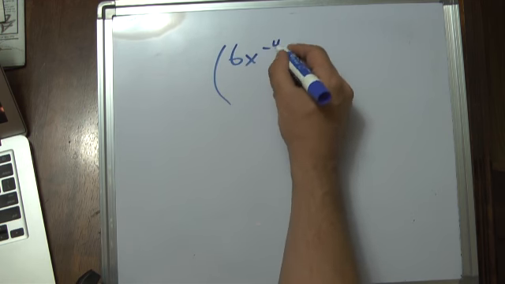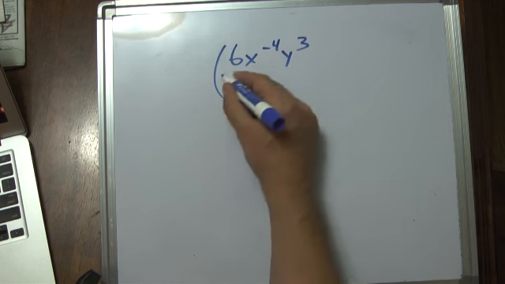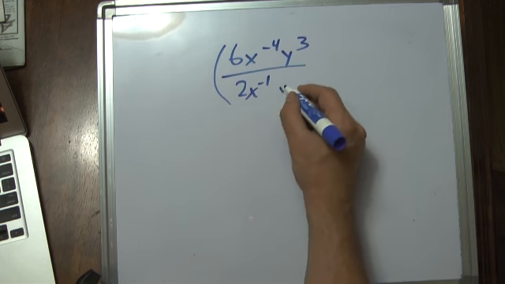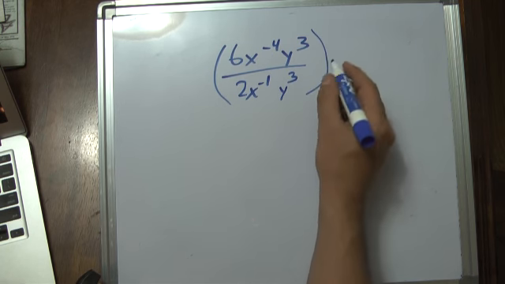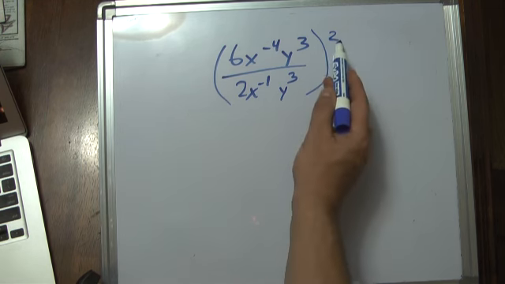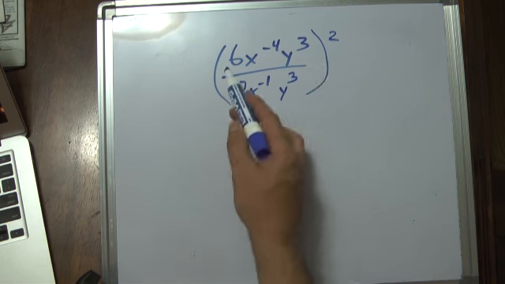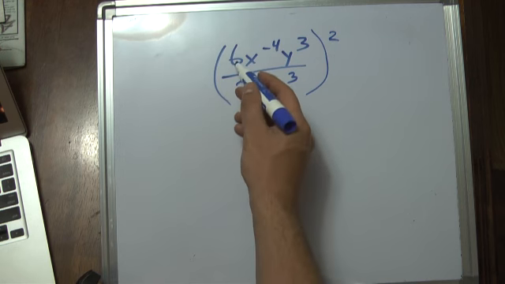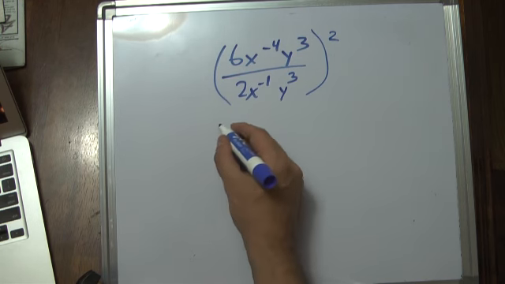(6x to the negative 4 y to the third over 2x to the negative 1 y to the third), and all of that is squared. Multiple ways to do this. Neither way is wrong. One way to do this is, since everything is being taken to the second power, we just distribute that in with everything, every number, every exponent. So that would be 6 squared is 36, not 12.